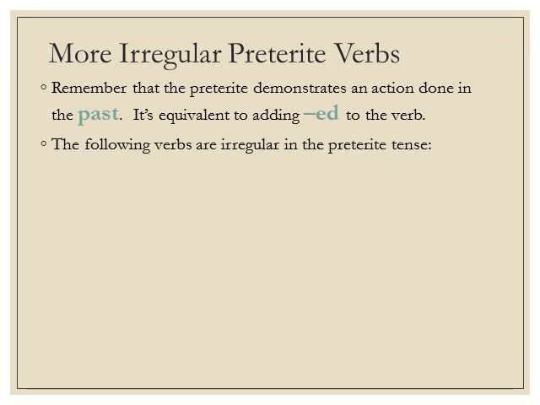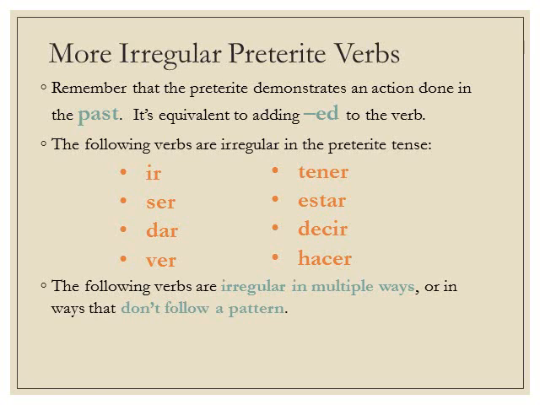Okay, the following verbs are irregular in the preterite tense. So we have ir, ser, dar, and ver. And then we also have tener, estar, decir, and hacer. So all 8 of these verbs are irregular in the preterite tense. These are irregular in multiple ways, or in ways that don't necessarily follow a pattern. But I'm going to break them down into 3 different groups.